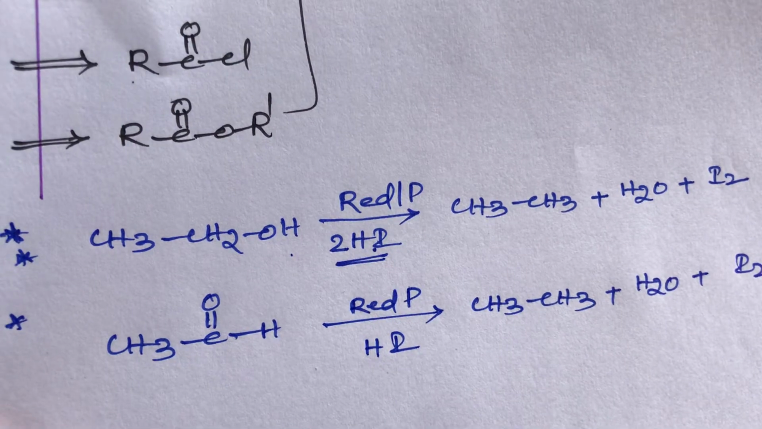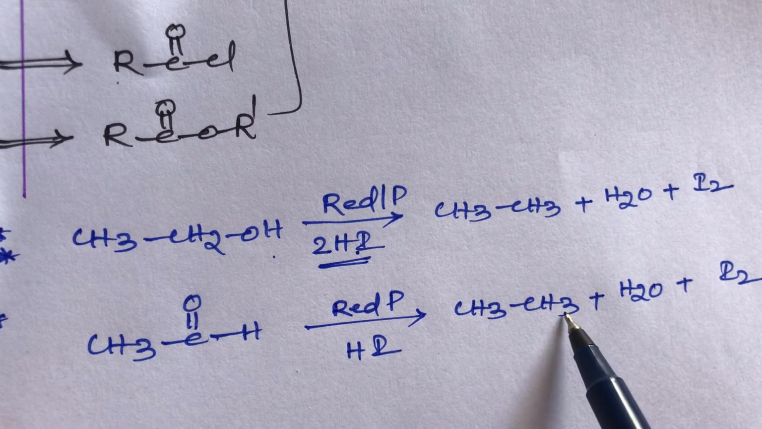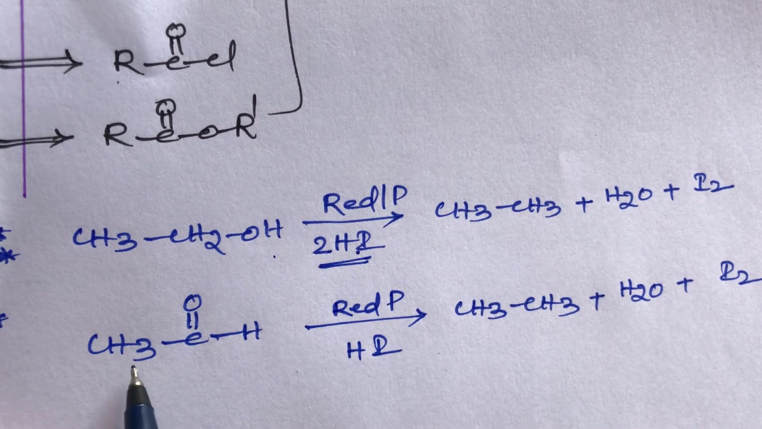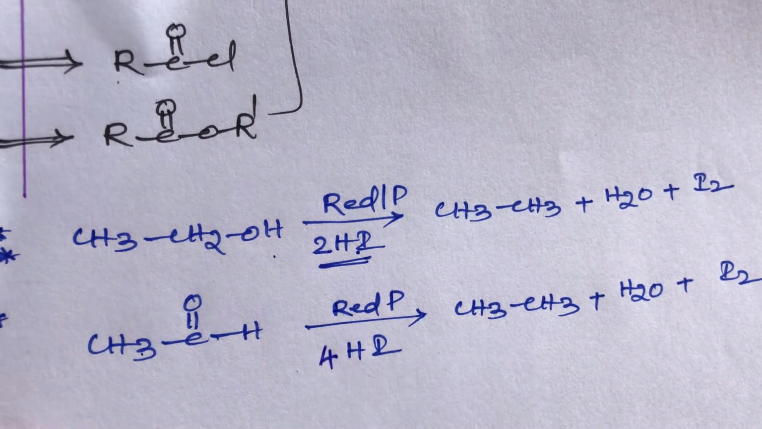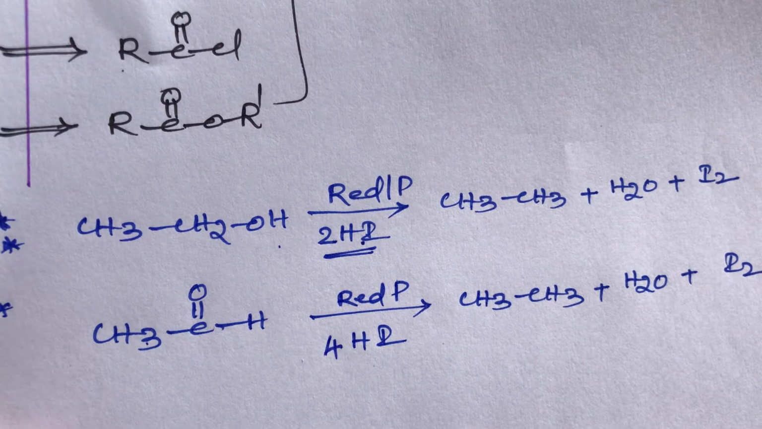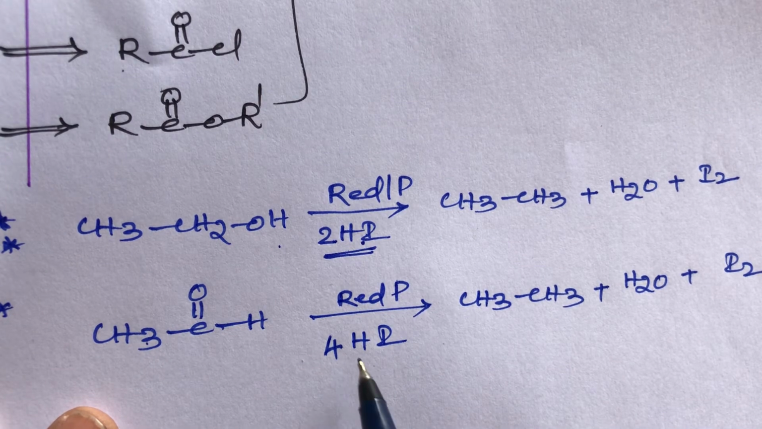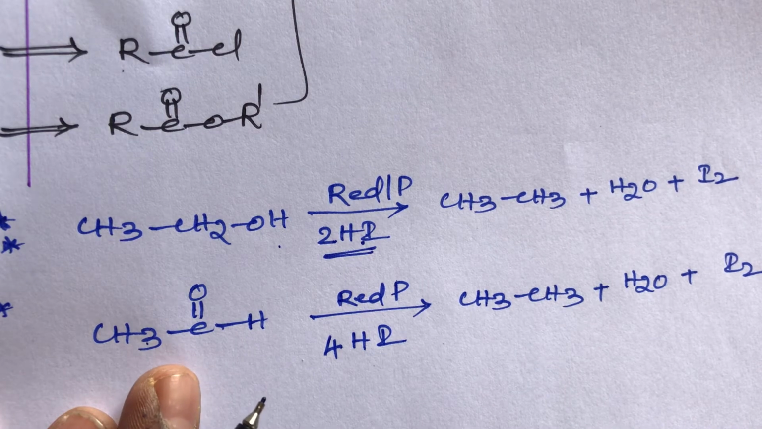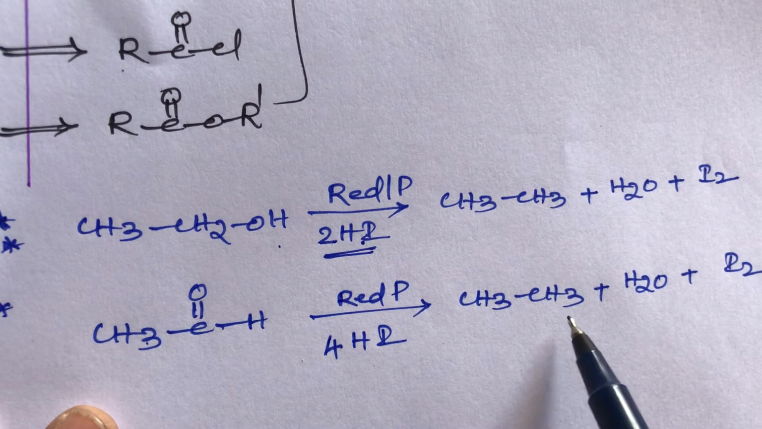So in this reaction, student, on the right hand side, how many hydrogens are there? On the right hand side 3 plus 3 is 6, plus 2 is 8 hydrogens, but on the left hand side only 4 hydrogens are there: 3 plus 1, 4. So take 4 moles of HI. In the reduction of an aldehyde, student, how many moles of HI are involved? Here 4 moles of HI are involved. That is the reduction of acetaldehyde with HI in the presence of red phosphorus to give ethane plus water plus I2.